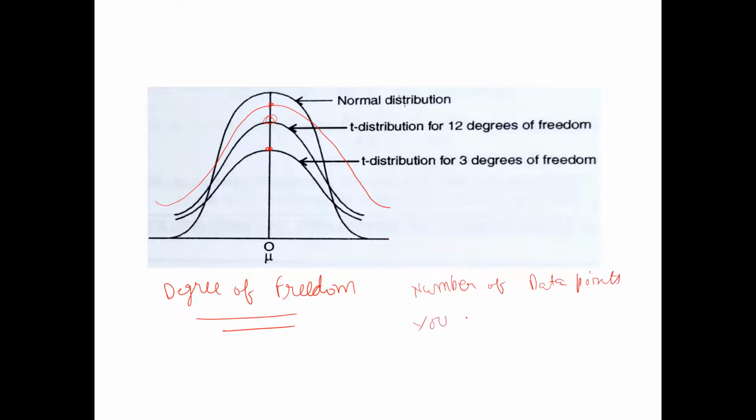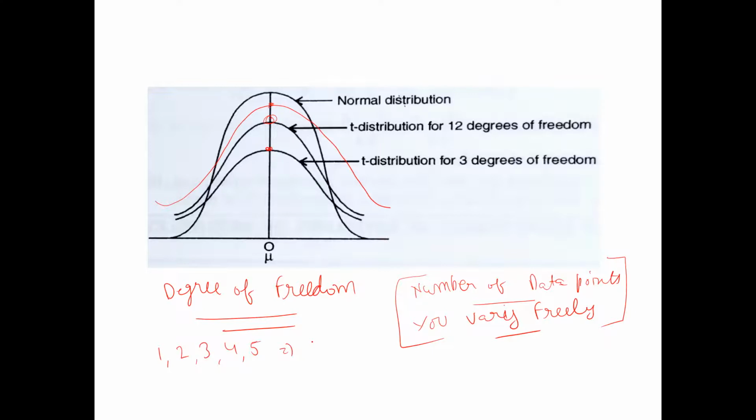Number of data points you can vary freely. I know that by just telling this line, you will not be able to understand that. Okay, let me give you a very simple example. Just take 5 digits. Okay, 1, 2, 3, 4, and 5.